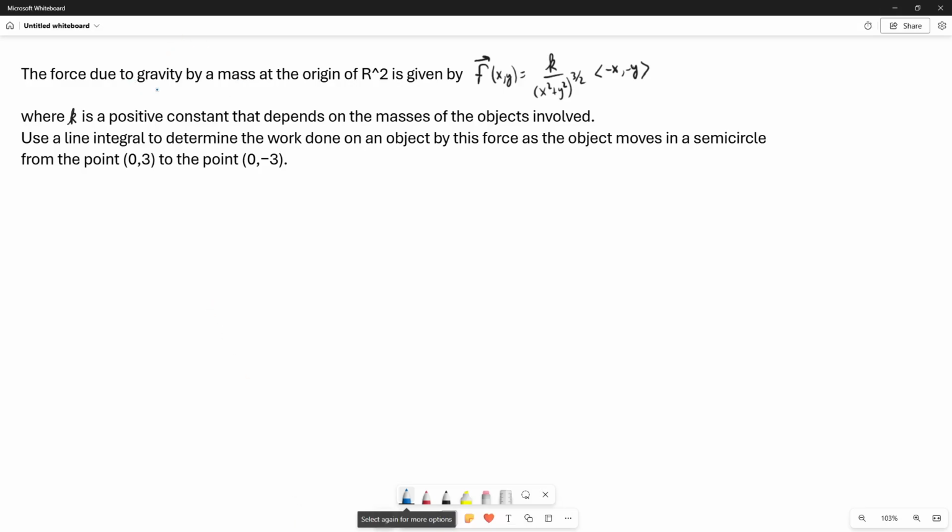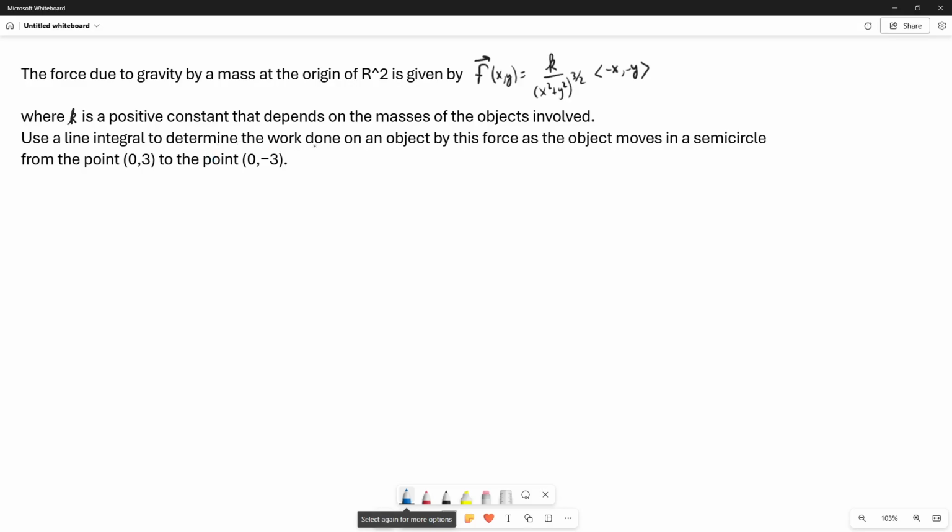The force due to gravity by a mass at the origin of R2 is given by the following force function. The vector f of x, y, the force vector, is equal to a constant divided by (x squared plus y squared) to the power 3 halves times the vector negative x, negative y. And the constant k is a positive constant that depends on the masses of the objects involved.